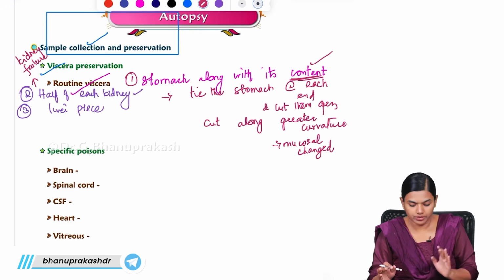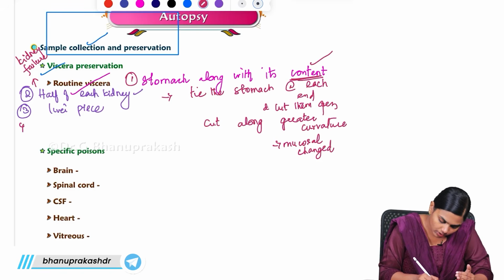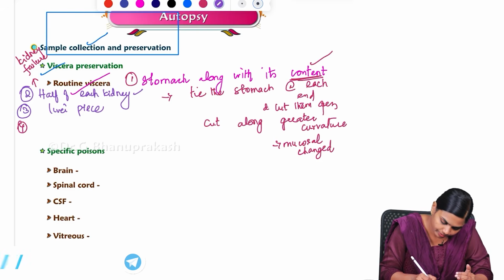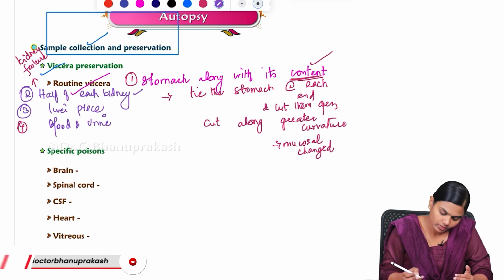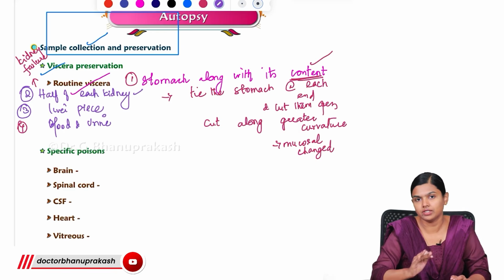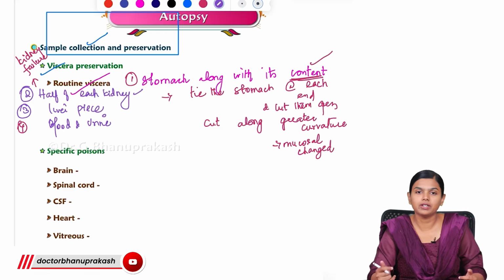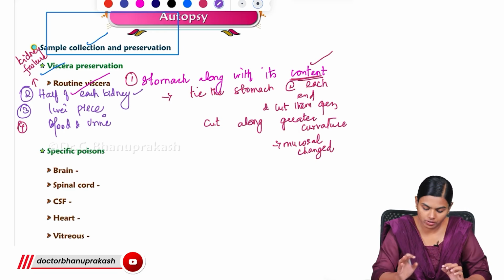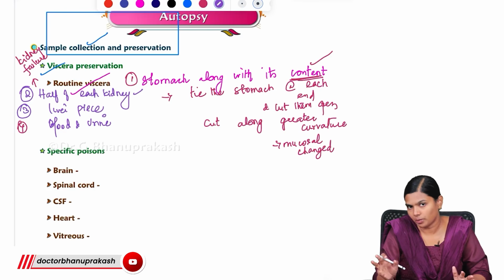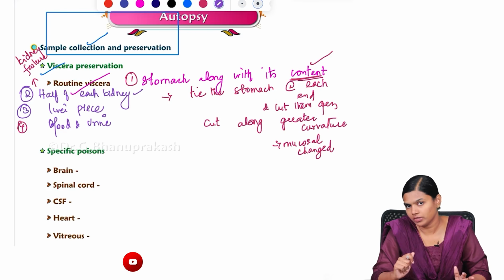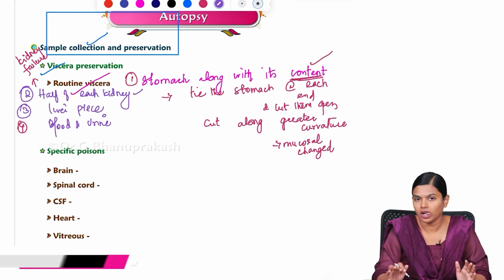Now apart from this, you also have to preserve blood and urine. So these are the routine viscera that we preserve. If people are asking for routine viscera preservation, we only preserve this much: stomach, a piece of liver, half of each kidney, then blood and urine. This is what we usually preserve.